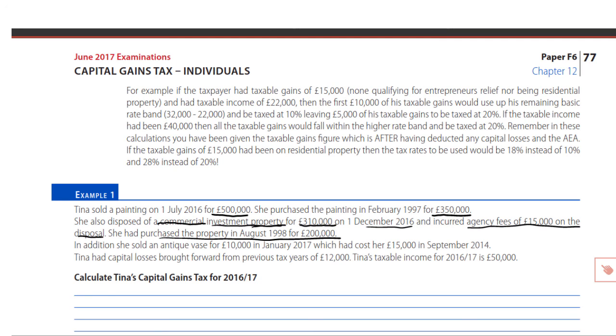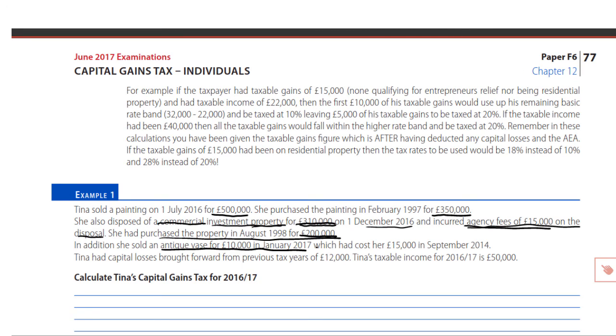I'll talk you through it, you do it. Proceeds, 310,000. Selling expenses, 15,000. 15 from 310 would leave you with net proceeds of 295,000. Away from which we deduct our cost, 200,000. 200 from 295 would leave you with a chargeable gain of £95,000. She also sold an antique vase for £10,000 in January 17.